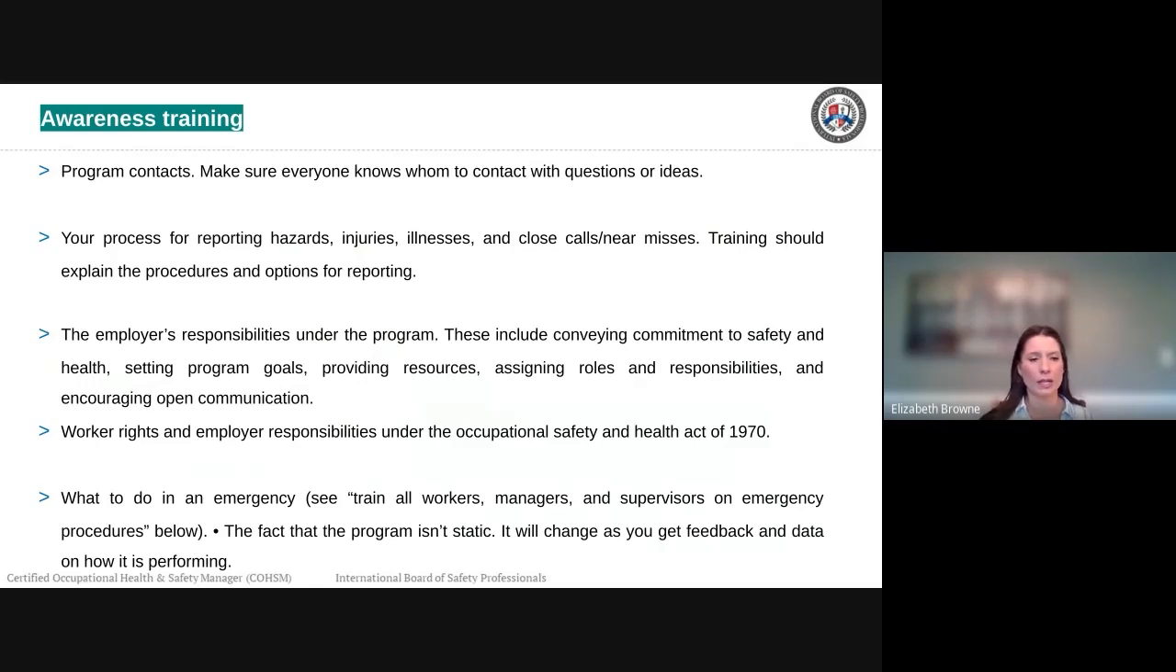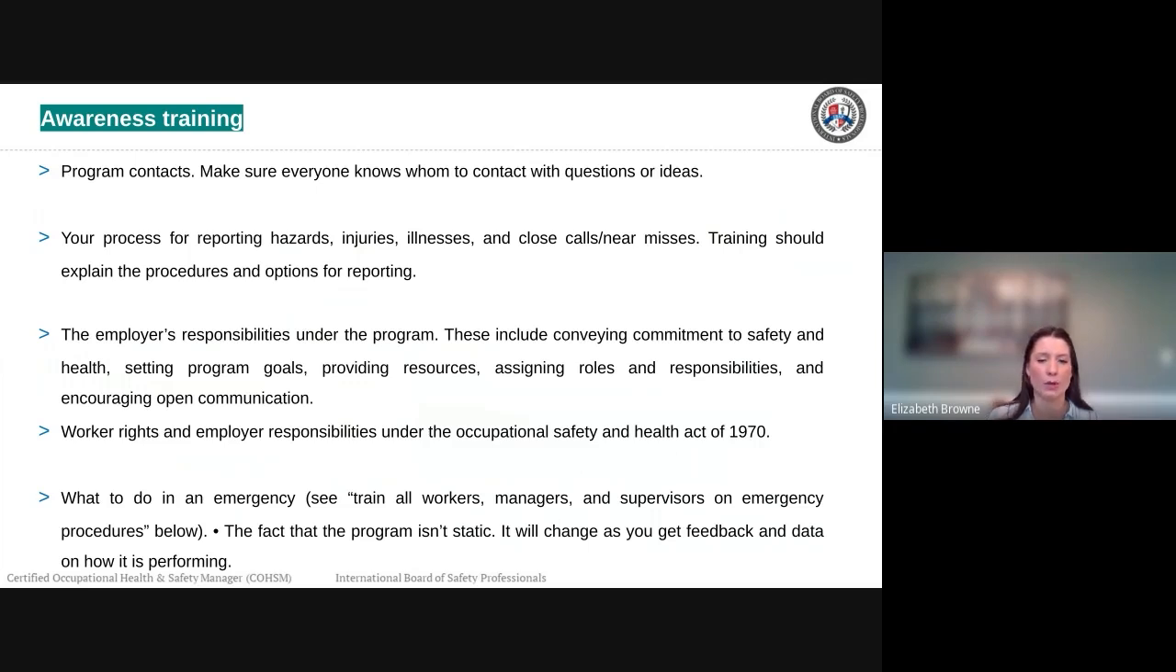For our awareness training, we want to make sure that everyone in the training knows who our program contacts are, so they know who they need to go to if they have questions or ideas, and what your company's process for reporting hazards, injuries, illnesses, and near misses is. So training should include explaining those procedures and options for reporting.